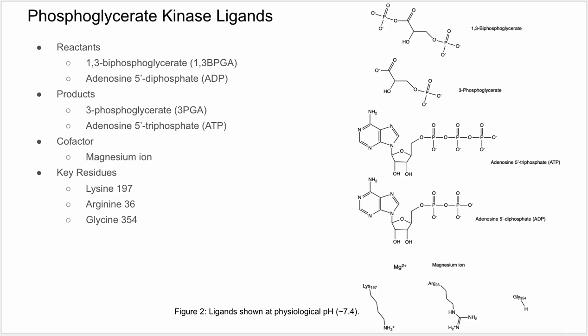ADP carries a -3 charge, 1,3-biphosphoglycerate carries a -4 charge, ATP carries a -4 charge, 3-phosphoglycerate carries a -3 charge, magnesium carries its natural +2 charge, and for the key residues, arginine 36 carries a +1 charge, glycine 354 is neutral, and lysine 197 carries a +1 charge.